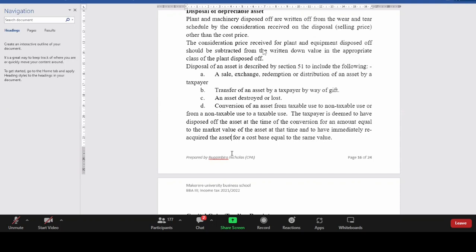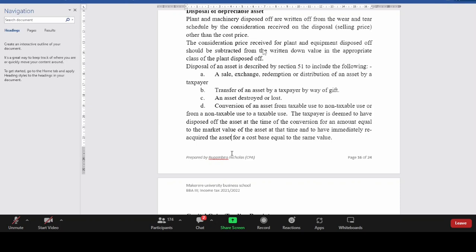The disposal of an asset is described by section 51 and includes any of the following. When do we say we have sold off an asset? That is the key one. Section 51 guides that this disposal takes the form of any of the following. One, sale, exchange, redemption, distribution of an asset by the taxpayer. If you distribute your asset to someone else, if you give it to someone else, if you sell it and you receive cash, whether you sold it for free or you gave it as a gift, guys, it is a deemed sale.